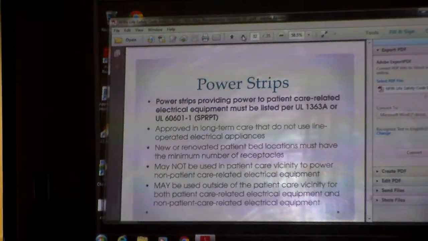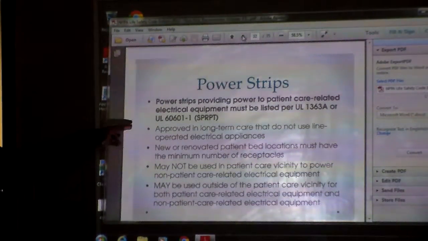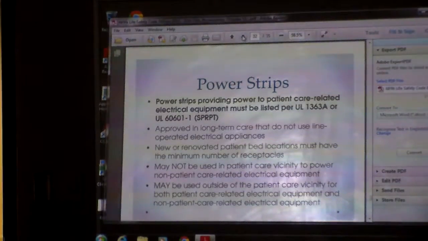They came in for the power strips and they said if they meet the UL standard, either one of these, that you can use them. If you go in and you rebuild a room and it's been renovated, you have to have a minimum number of receptacles. That's how they're getting rid of these power strips being used. As of right now, we're still fine.